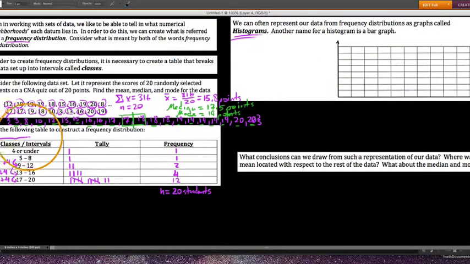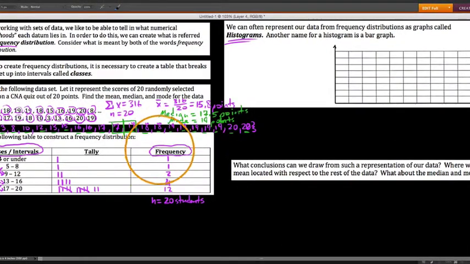But when you make a bar graph, what we are doing is labeling our axes with 2 bits of information: the intervals, or the classes for our data, as well as the frequency. And I'll just go ahead and be honest with you here. The intervals are always what will go on your x-axis.